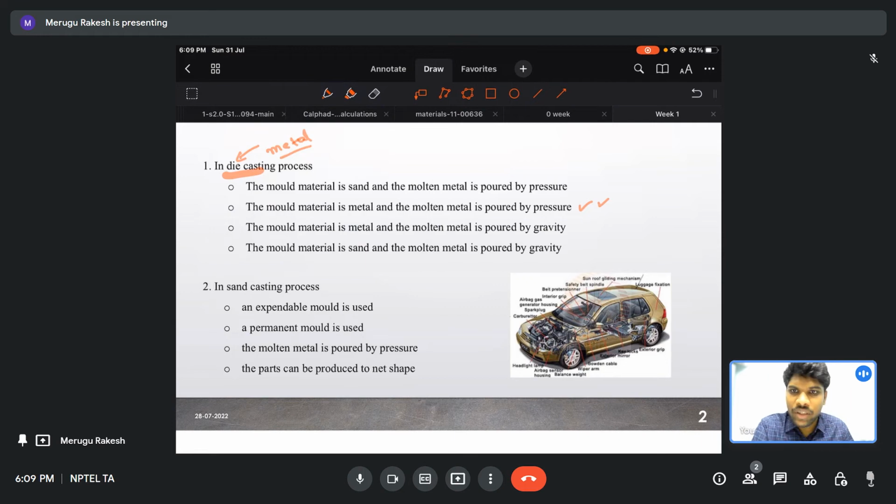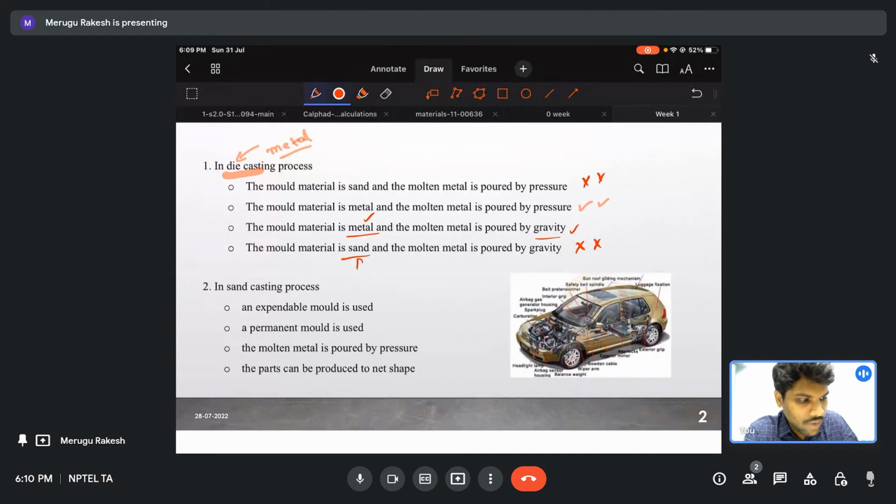And the third option is the mold material is metal and the molten metal is poured by gravity. This statement seems true only to the half. The mold material is metal, that part is correct, but the molten metal is not poured by gravity; it is poured by pressure. I will explain why after seeing the fourth option. The fourth option is the mold material is sand and the molten metal is poured by gravity. The mold material is not sand, so this option is incorrect.